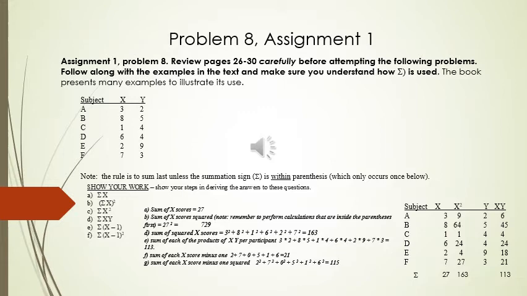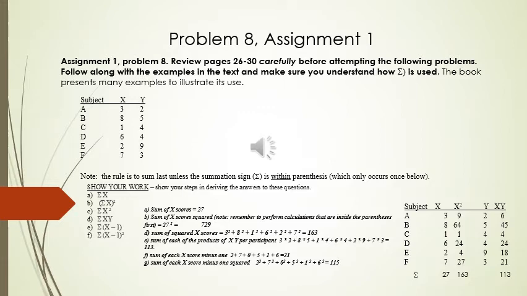So, sum of x. What do we do there? Sigma means sum, so you just sum all the x scores. I did that over here in the right bottom quarter. So x: 3, 8, 1, 6, 2, 7. You sum those together and you get 27. Now remember, you do the summation function last unless the sigma itself is involved in the parentheses.